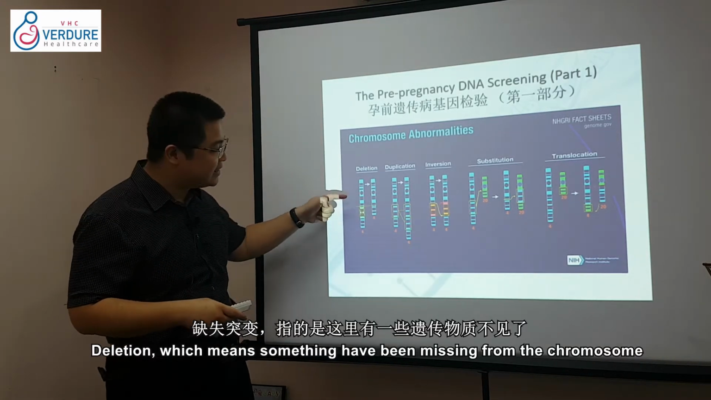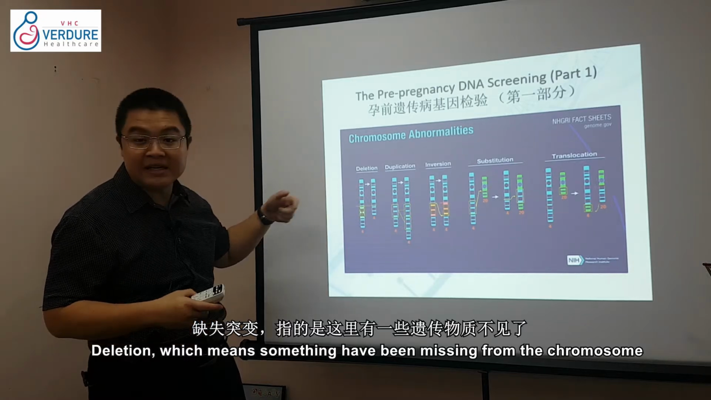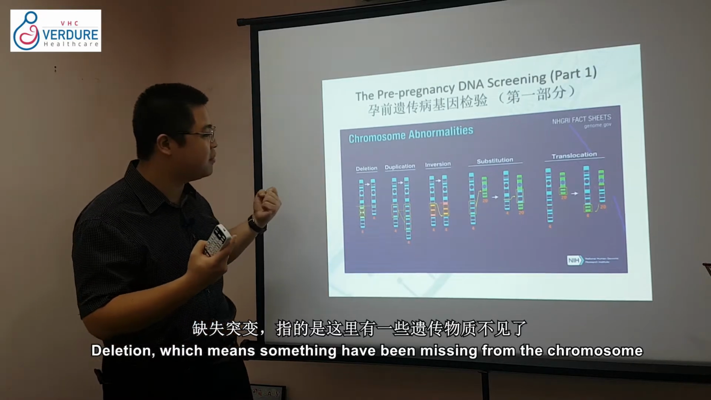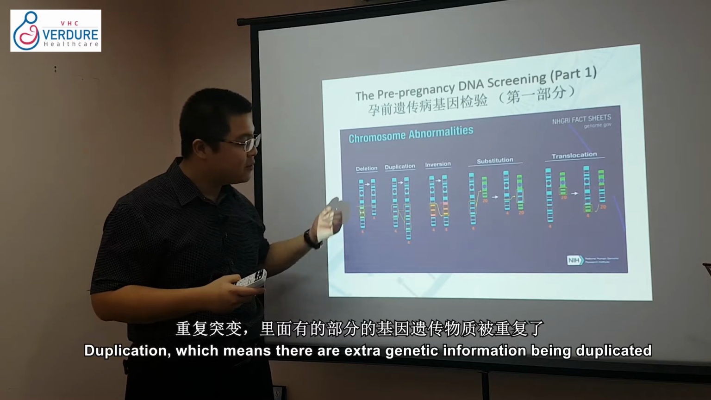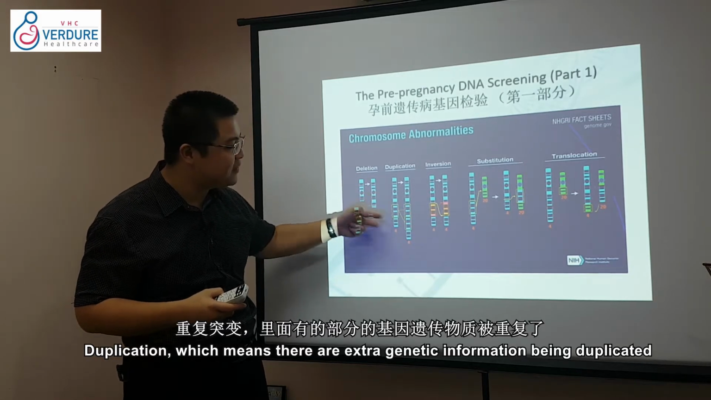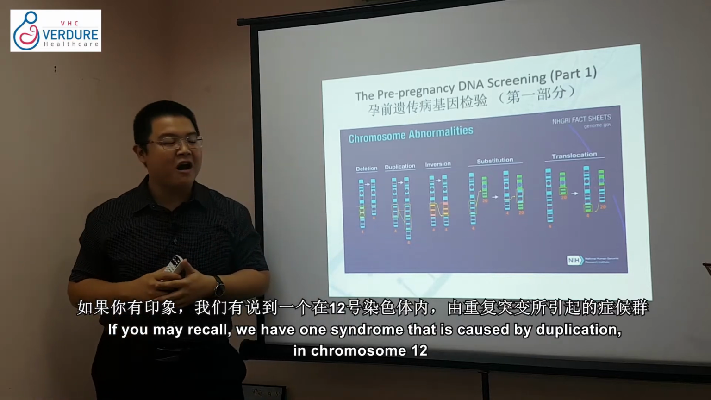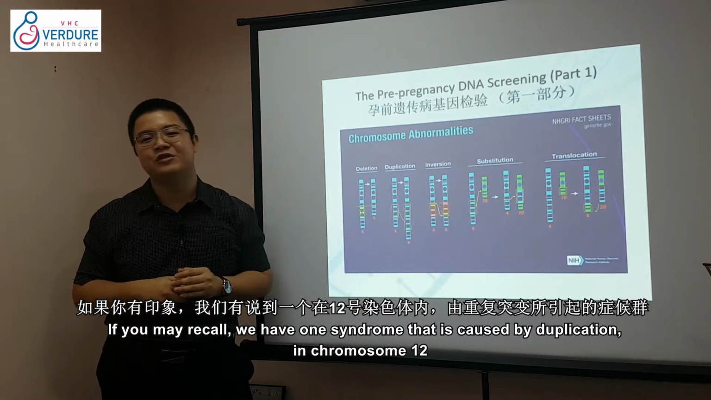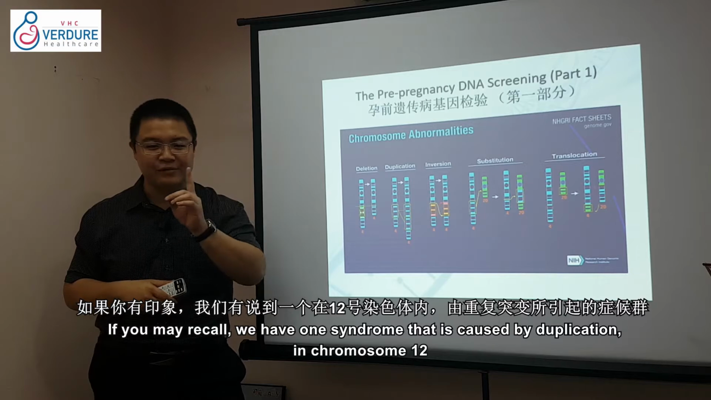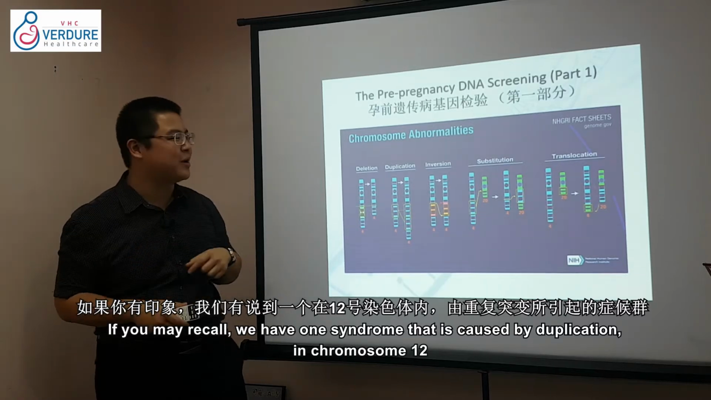Deletion, which means that some material is being deleted from the chromosome. Duplication, which means that some extra piece of information is being duplicated. And if you might recall, we have one duplication syndrome that we just talked about in chromosome 12.